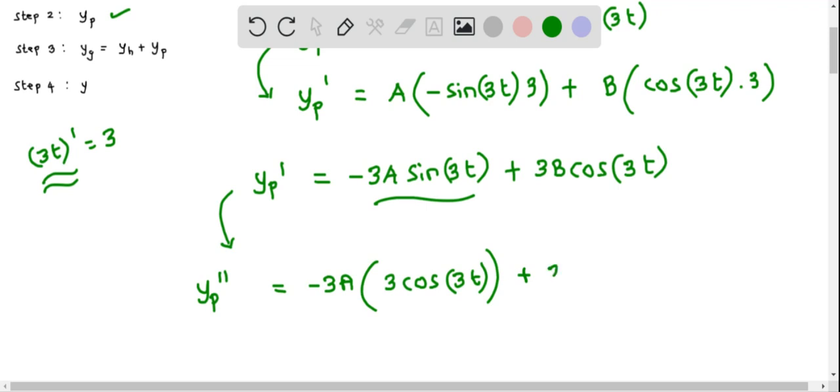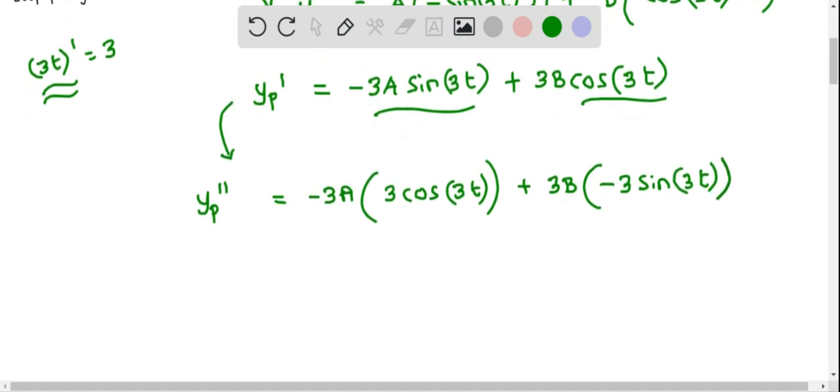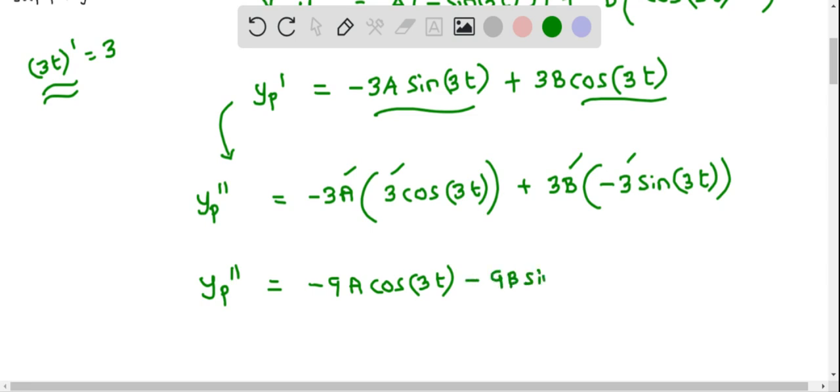And now let's do the second term. So I put 3b, and once again the derivative of cosine of 3t, according to the chain rule, will be negative 3 sine of 3t. So let's simplify this. This gives yp double prime equals, we have 3 times negative 3a, so this becomes negative 9a cosine of 3t. Then we have 3b times negative 3, which is negative 9b sine of 3t.